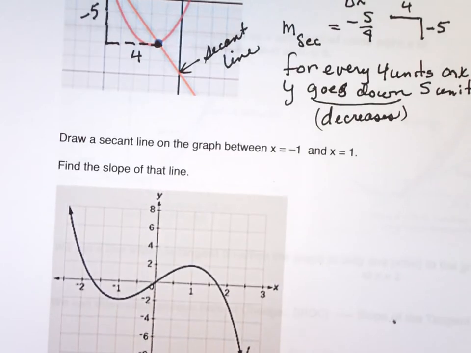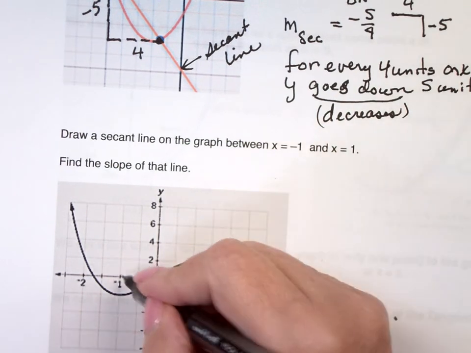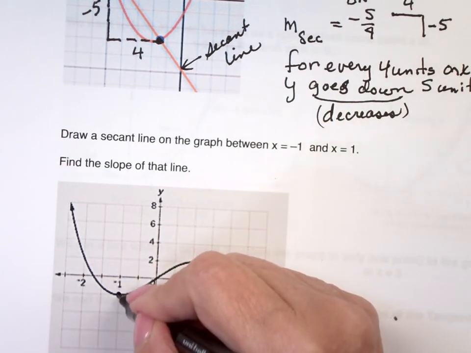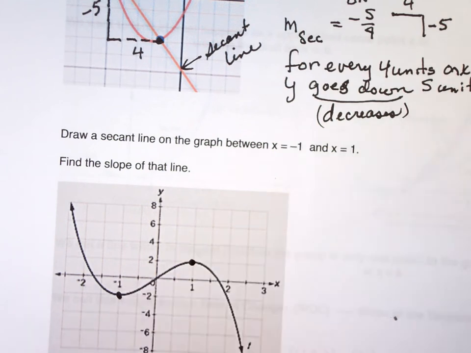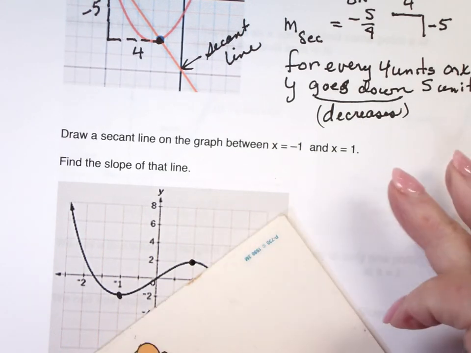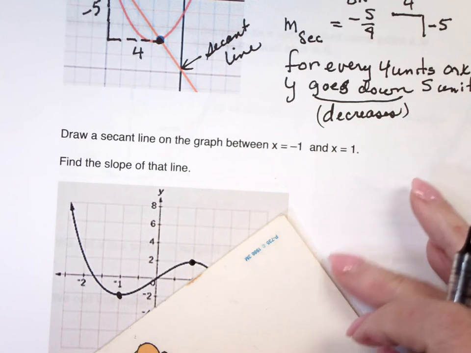Draw a graph of the secant line between x equal negative 1 and x equal positive 1. Now that's where you need some straight edge. You could take a piece of paper, fold it in half, or something else you might have. And if your cell phone is handy, you can use your cell phone.